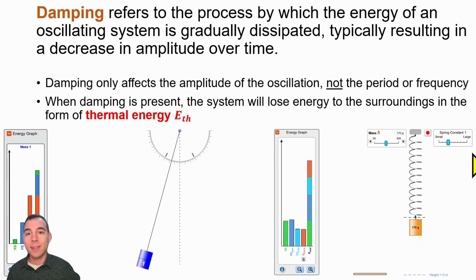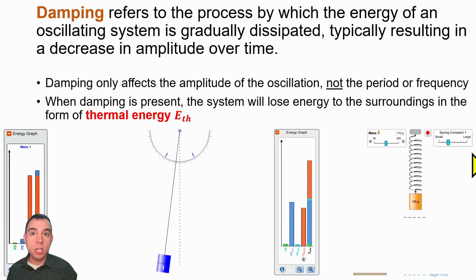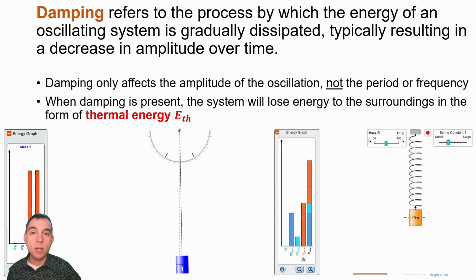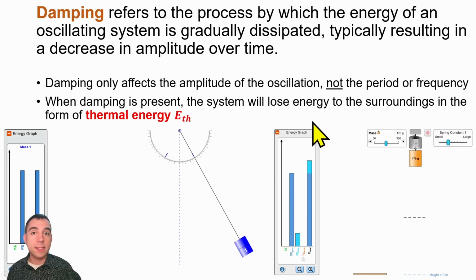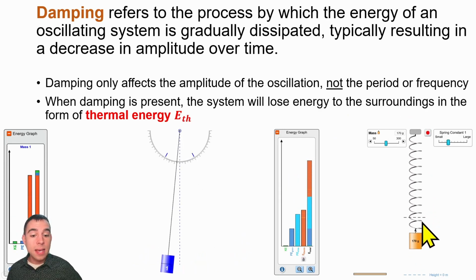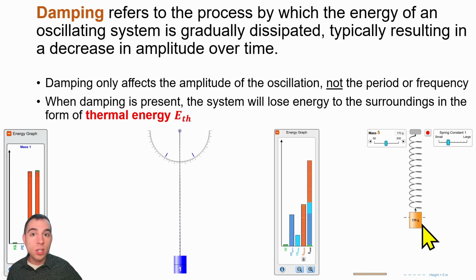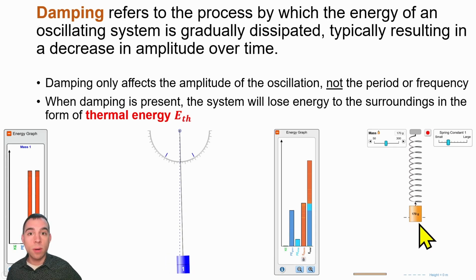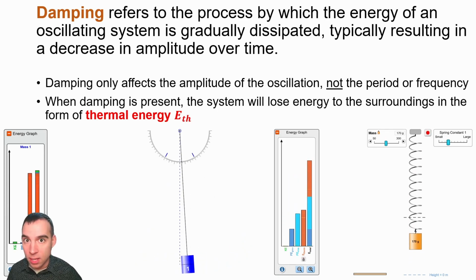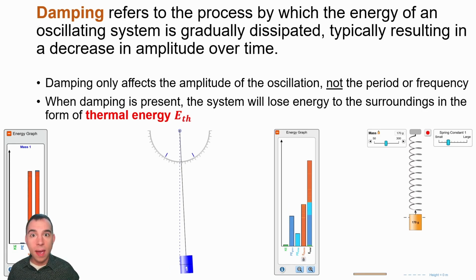And those mechanisms will give up energy in this oscillator in the form of thermal energy, and we can never get that energy back. Same with the spring mass system. The spring mass system in an ideal case would oscillate forever, but in a damped case, it loses some of that energy, eventually slowing down and coming to equilibrium at the equilibrium point. And it's important to note that damping will only affect the amplitude of the oscillation. It will not actually affect the period or frequency of these oscillations.